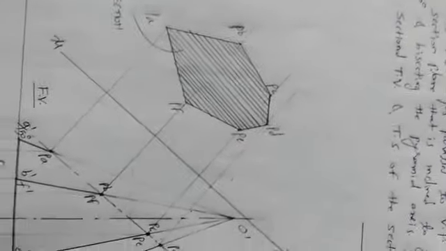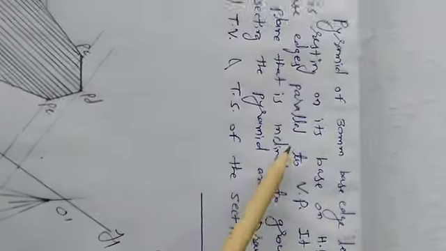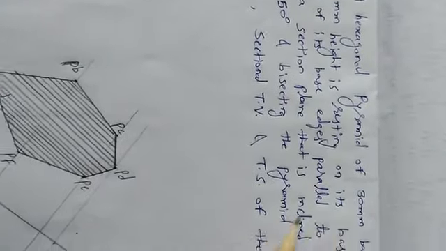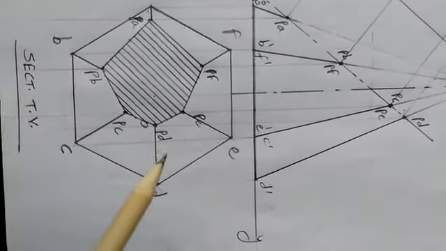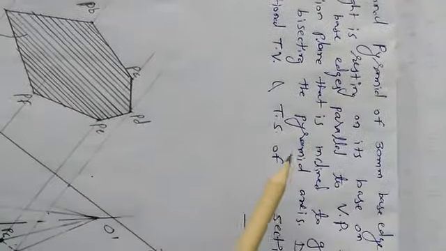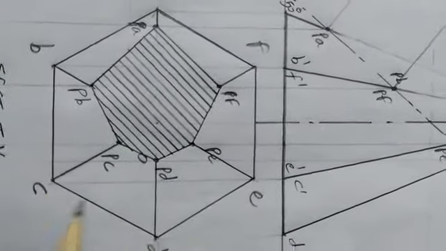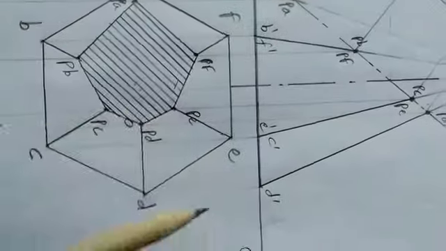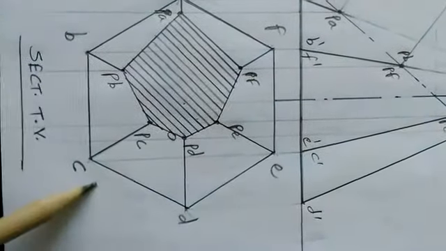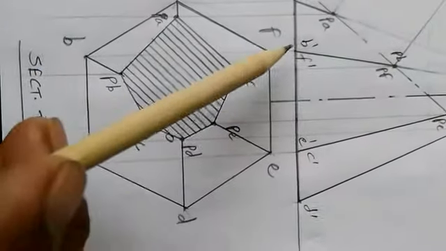So how to start? From the narration we come to know that hexagonal pyramid is the solid that we are going to cut, and it is resting on its base on HP. So true shape of the base we should construct on HP. That too, how it is resting, the positioning is mentioned in the first sentence, that with two of its base edges parallel to vertical plane. So EF and BC, these two base edges are parallel to vertical plane.